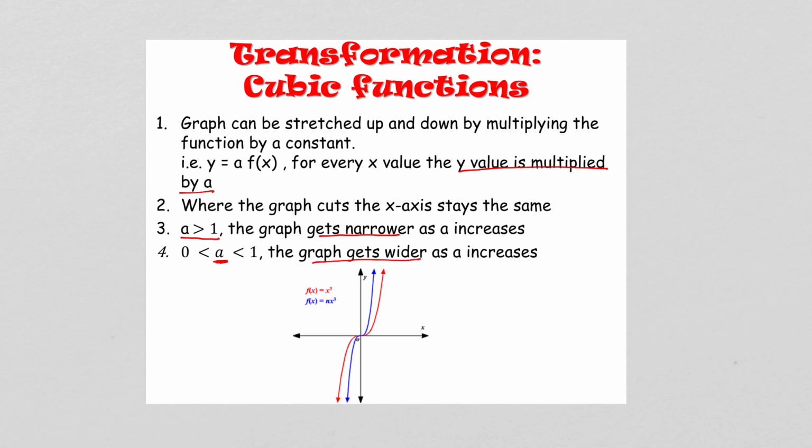So here we can see the red graph is y equals x cubed. And if I look at the blue graph, it's equal to n x cubed. So n must be a whole number because the graph has now gotten closer to the y-axis, so it's getting narrower.